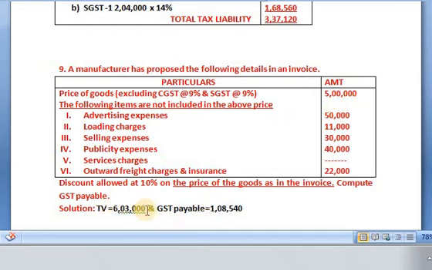6,03,000. Now we need to find how much GST is payable on this 6,03,000. 6,03,000 into 9% GST, and with 9% GST you will be getting 54,270. So if you add both, you will be getting 1,08,540. It is similar to the previous problem.